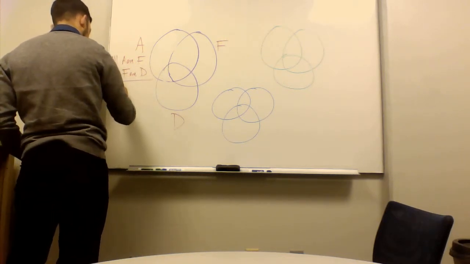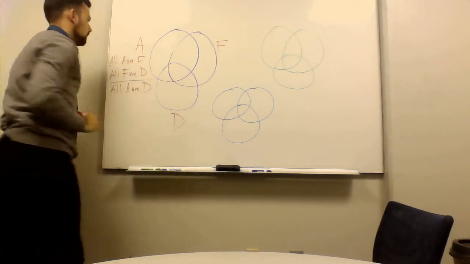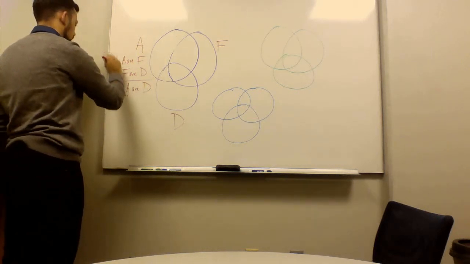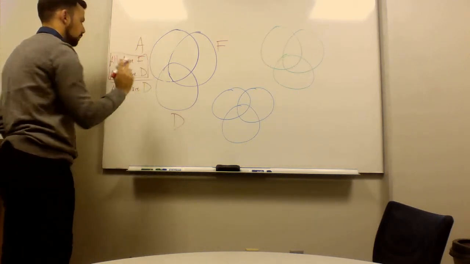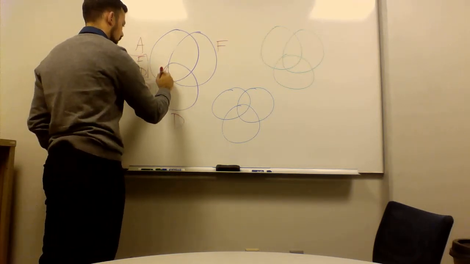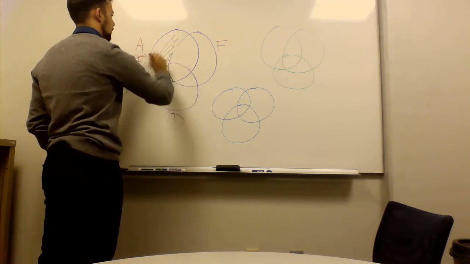Therefore, all A are D, right? That's our argument. So we're only going to diagram, remember, these two, the premises. So all A are F. Let's go ahead and eliminate all A's which are not F's.